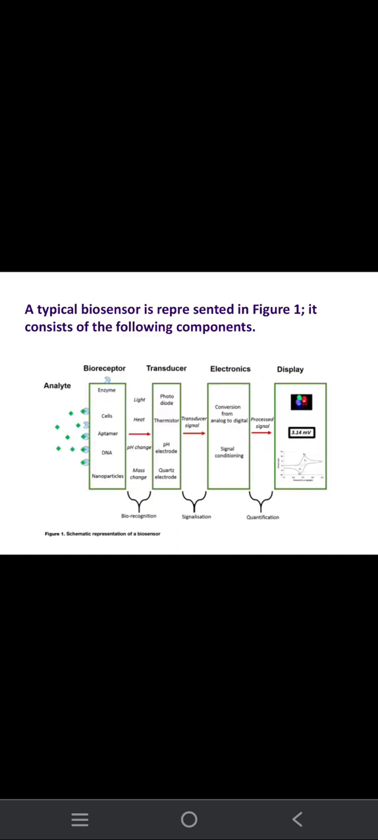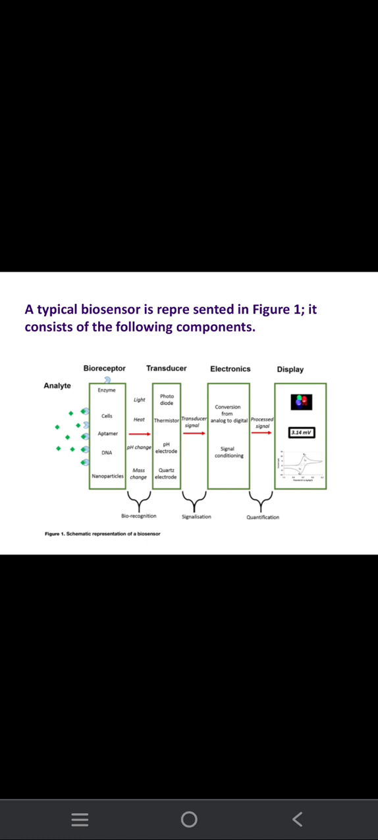The main components of a biosensor are the analyte, bioreceptor, transducer, and electronics. This is a diagram of the biosensor. The first component is the analyte. The analyte is the substance of interest that needs detection. For instance, glucose is an analyte in a biosensor designed to detect glucose. The second component is the bioreceptor. A bioreceptor is a molecule that specifically recognizes the analyte. Enzymes, cells, DNA and antibodies are some examples of bioreceptors.